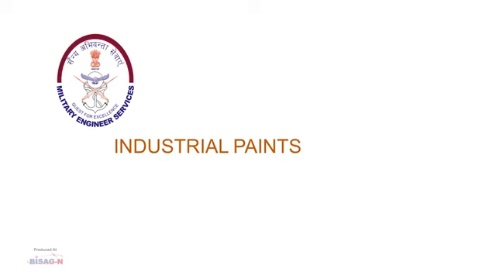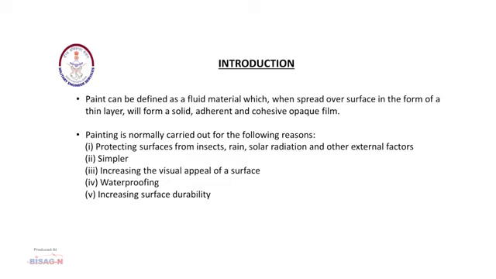Today we are going to have a brief overview on industrial paints. Let's start with the introduction. Paint can be defined as a fluid material which, when spread over a surface in the form of a thin layer, will form a solid, adherent and cohesive opaque film.